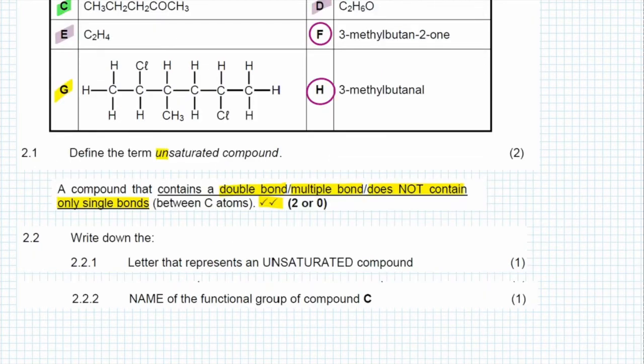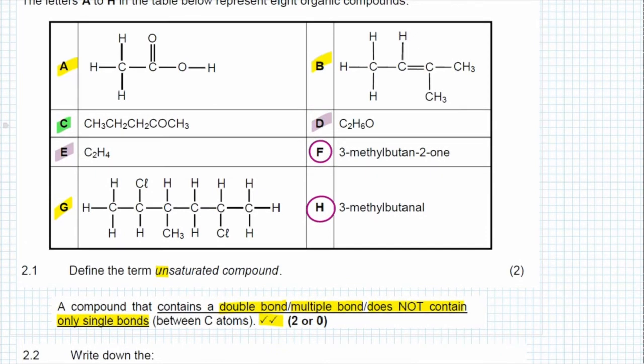Question 2.2.1 says, write down the letter that represents an unsaturated compound. We now know that an unsaturated compound is one that contains a double or triple bond. We call this multiple bonds. So if we look at compound B, we see that there's a double bond between 2 carbon atoms. Therefore, B is the correct answer.